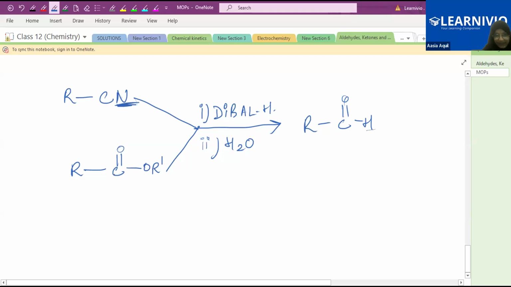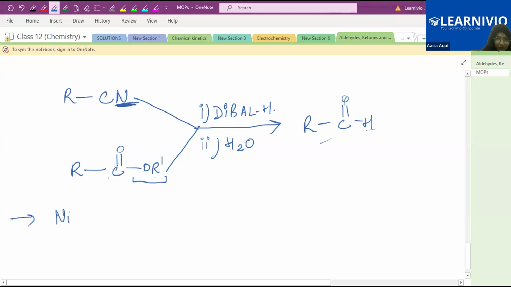And what about this one? Because this already has a CO group. So what you are supposed to do? From esters, you remove the OR' group, and instead of this group you will attach hydrogen, so you will get the aldehyde. So these two are important. Just remember: in nitrile, remove the nitrogen and form the aldehyde. And here, because the CO group is already there, you have to only attach one hydrogen. So this OR' will be replaced by one hydrogen, and you will get this.